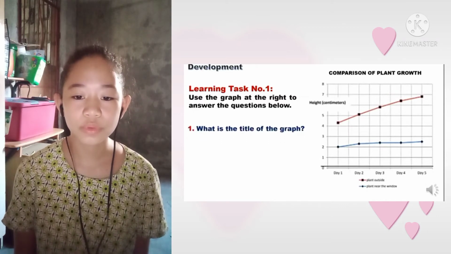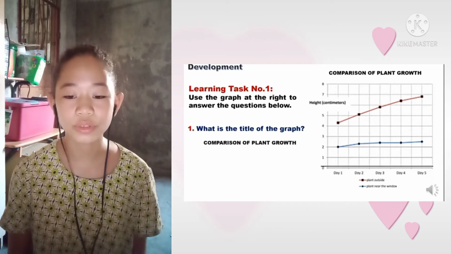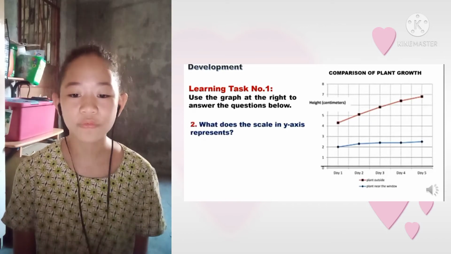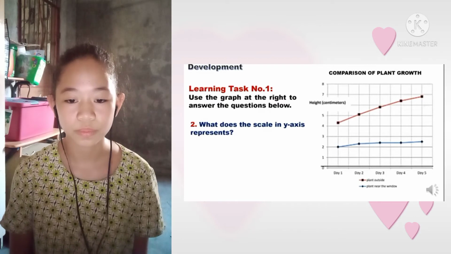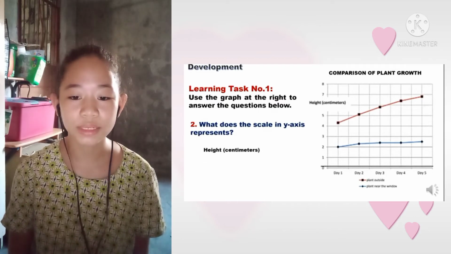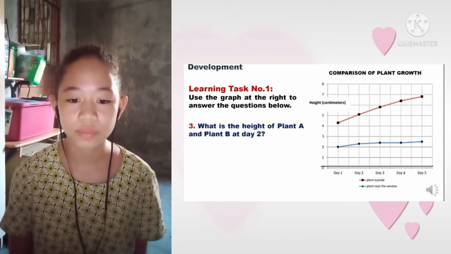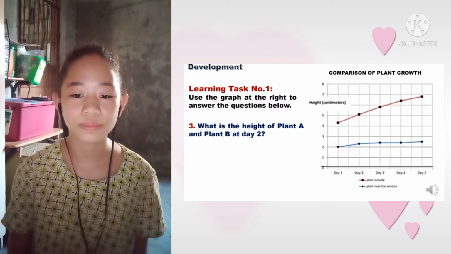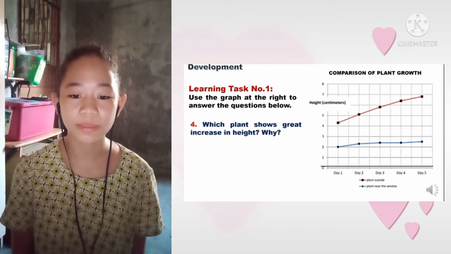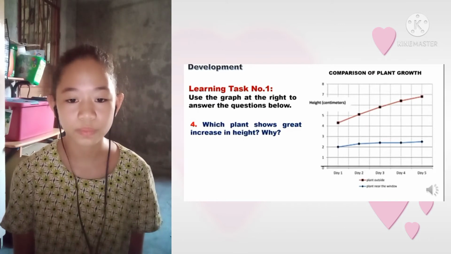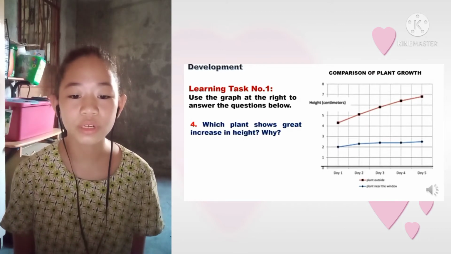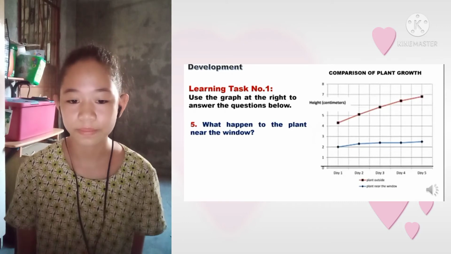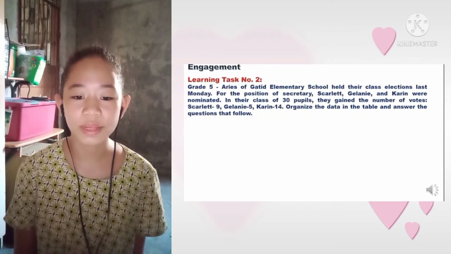Use the graph at the right to answer the questions below. What is the title of the graph? Comparison of plant growth. What does the scale on the y-axis represent? Height, in centimeters. What is the height of plant A and plant B at day 2? Which plant showed the greater increase in height? Why? What happened to the plant near the window?